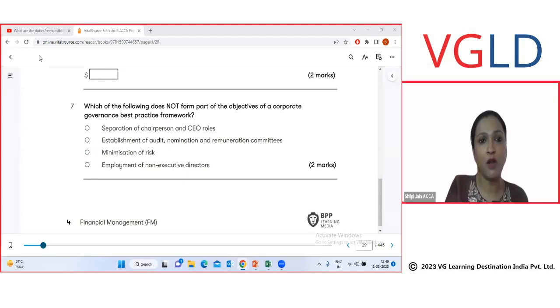Okay, so which of the following does not form part of the objective of corporate governance? Best practice framework, separation of the role of CEO and chairman, very important point of corporate governance. So definitely there. Establishment of committees, definitely there. Minimization of risk, not so much, because that is something which will eventually happen when you manage the risk, when you manage the organization properly, but that is not one of the objectives of corporate governance. Employment of NEDs, definitely yes. So least likely, I will definitely include option number C here.